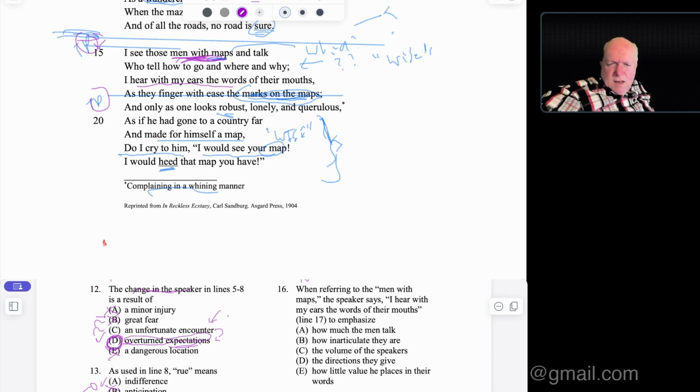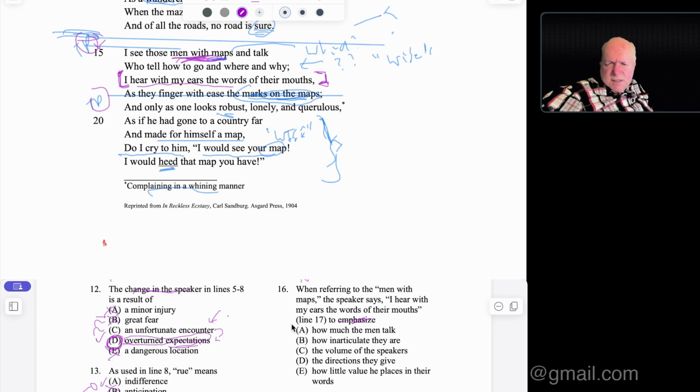Okay, so it says, when referring to the men with maps, the speaker says, I hear with my ears the words of their mouths. So that was, again, this here, which I just talked about. So the test writers thought that was worth enough to that. Why is he saying that? What is he emphasizing? All right, so how much the men talk. So clearly they're talking. But is he just saying there's a lot of guys out there shouting? No, he's talking about something going deeper.